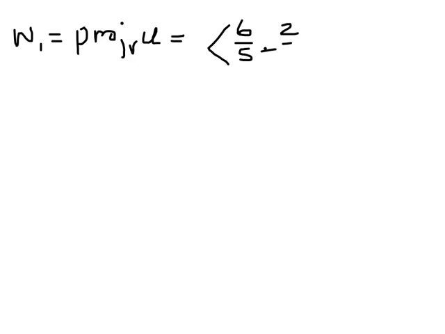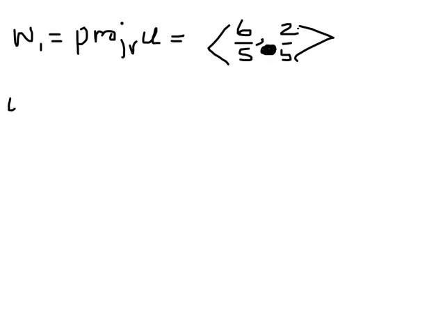Alright, this video is a continuation of the example I was working on in the prior video. I was decomposing a vector into components, and we had found that W1, which is equal to the projection of U onto V, was equal to the vector 6/5, 2/5. And so we had completed the first part, and put a comma.